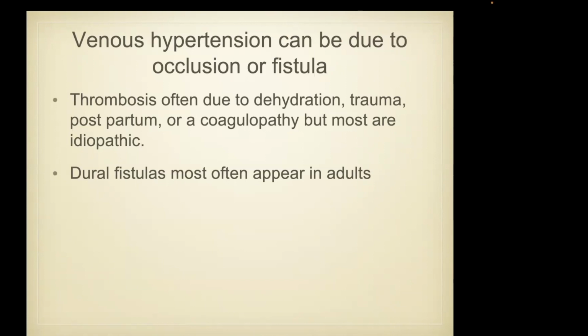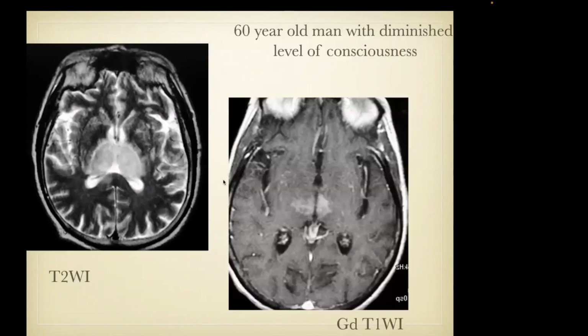Now, I touched on this in a different talk, the fact that venous hypertension can be due to either dural sinus occlusion or a fistula. And dural sinus thrombosis is often associated with dehydration. You can see it with trauma, postpartum, coagulopathy. But in my experience, most of them are idiopathic, and we never actually figure out why they are caused. Birth control pills are also associated with venous thrombosis. But dural fistulas, we usually see these in adults.